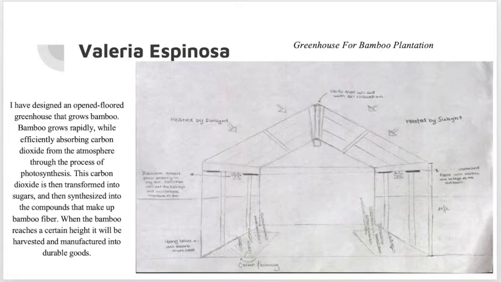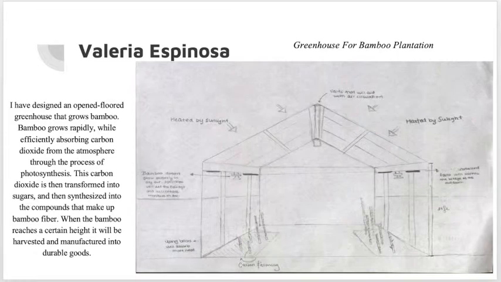Valeria, are you ready? For my individual design, I have designed an open-floored greenhouse that grows bamboo. This allows for bamboo plantation across the world regardless of the climate. Indoor plantation will allow for the growing of bamboo in cooler climates since it creates a warm environment for the plants. The greenhouse is open-floored, or in other words, the bamboo is grown directly from the soil, which allows some of the carbon to be stored directly into the soil in the form of carbohydrates, which are used up by microorganisms to produce healthy soil.